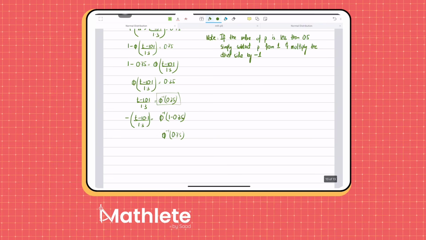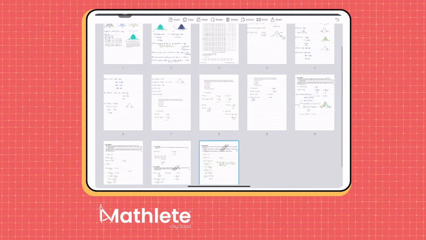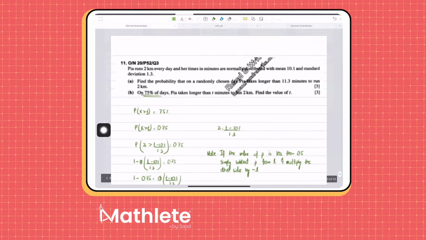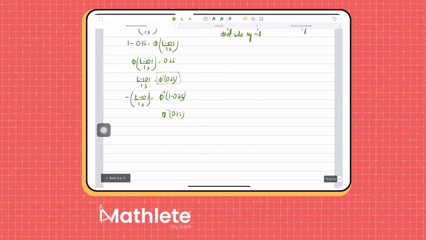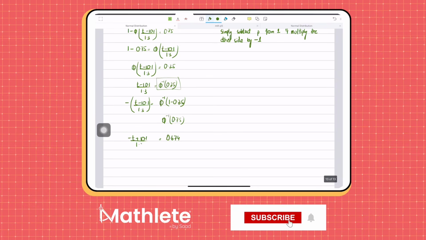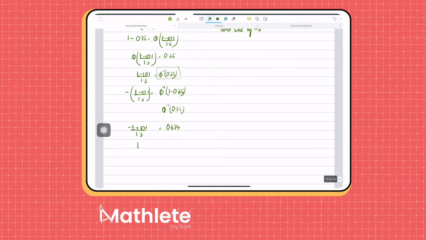Now here we are at an advantage. We have a small advantage over here because we know the corresponding z value of 0.75 is 0.674. So that means phi inverse of 0.75 is 0.674, which is equal to minus t plus 10.1 over 1.3. So cross multiply: 0.674 into 1.3 minus 10.1, and then don't forget to cancel out the minus sign. So t is equal to 9.22 seconds.